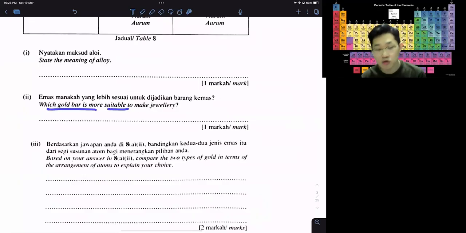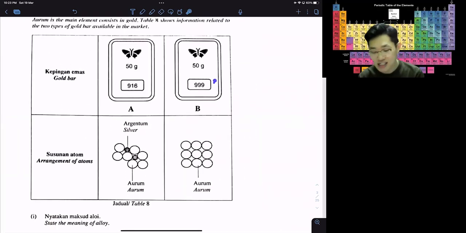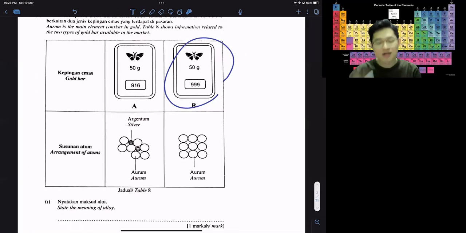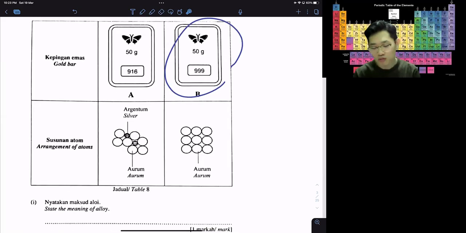Which gold bar is more suitable to make jewelry? Which one? This is 916 gold and this is 999 gold. Of course, from the point of value, we all know that this one has a better value. I want this one. But what you learn in chemistry tells you that no, we want a better quality, longer lasting one. Never mind the value. I want it to be very hard. It doesn't bend easily. So we will choose A.